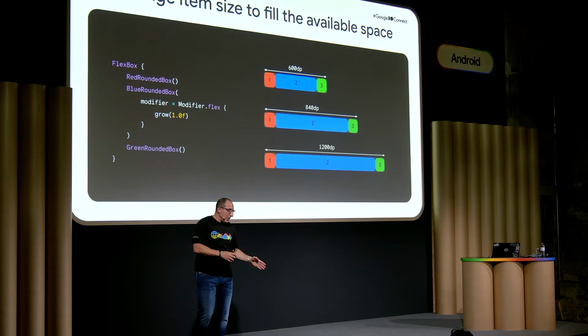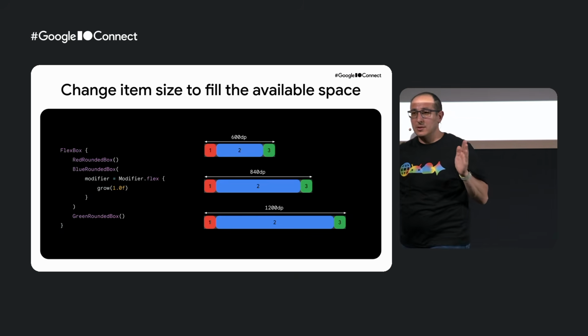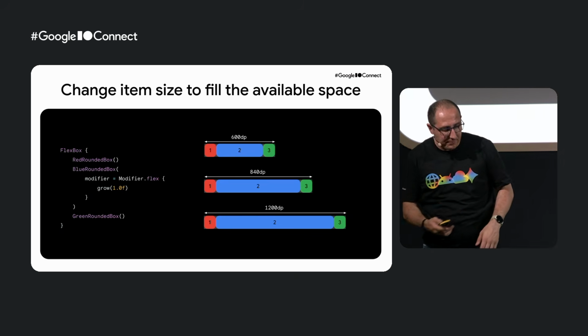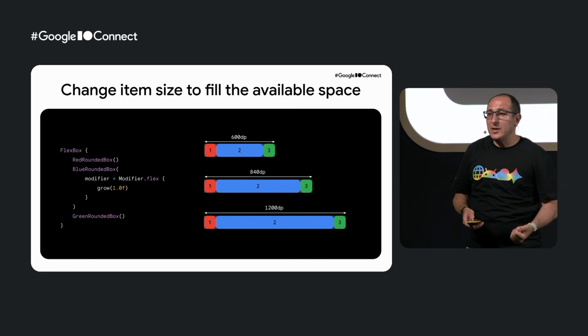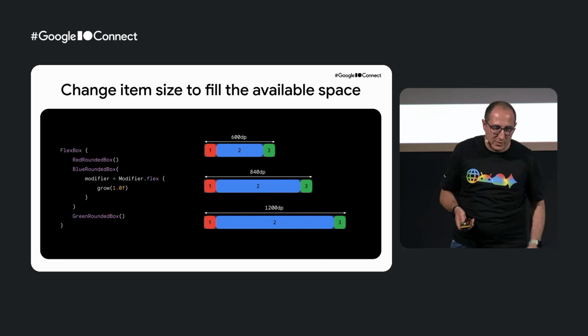So grow will take a float that goes from 0 to 1. So grow nothing, or grow to fill all the available space, and everything in between. As you can see in the example, based on how much space the container has, so 600 dp, 840, or 1200, the blue will grow accordingly. And of course, the same is also available for shrinking. And it works in the reverse way.